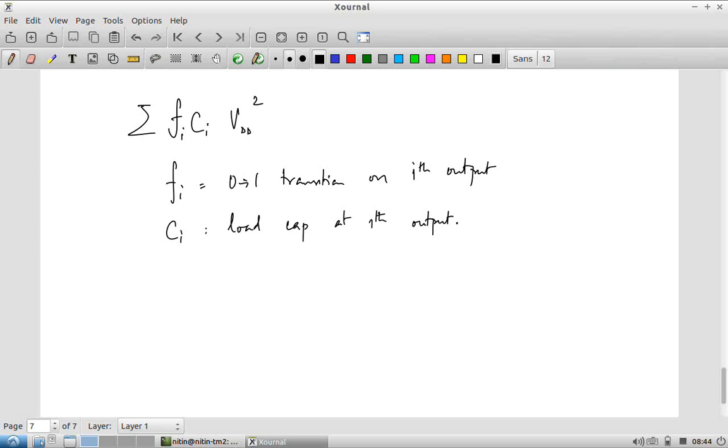So this Fi is something that you can still try to tweak. In fact, there are a number of attempts that you will find if you look at the literature on power optimization. You will find a large number of attempts at estimating and reducing Fi. That is to say, you try to find out the rate at which a particular gate or a particular set of gates is going to switch and see whether there is another architecture or another way of writing the same equation which will reduce that switching frequency.